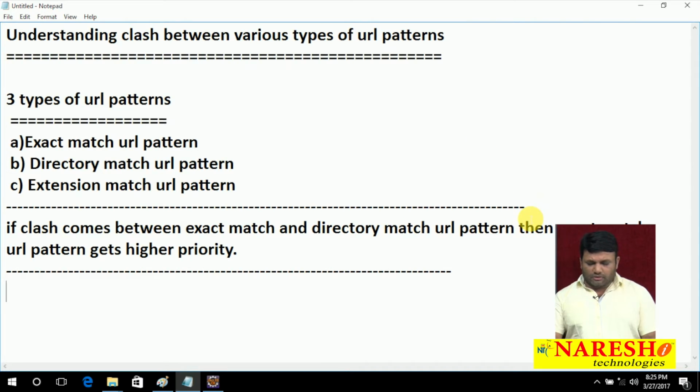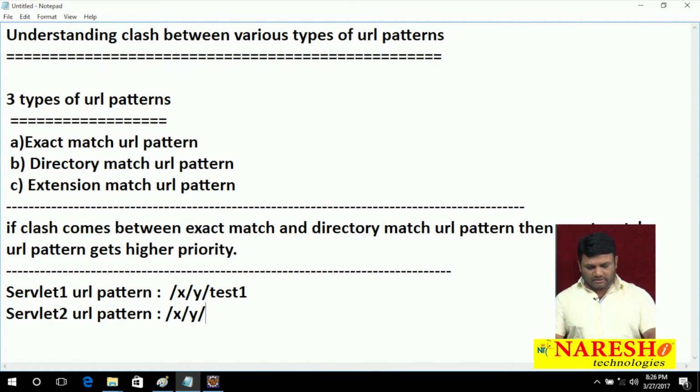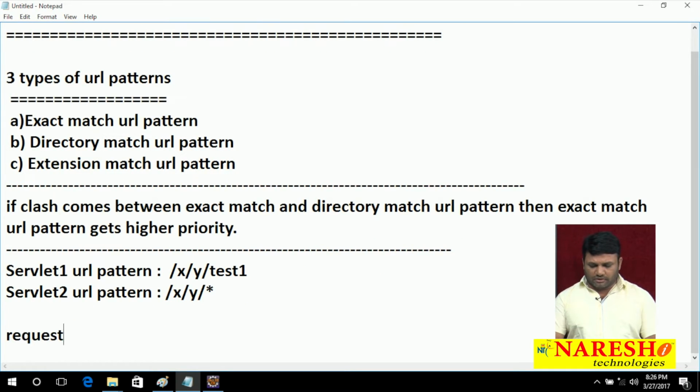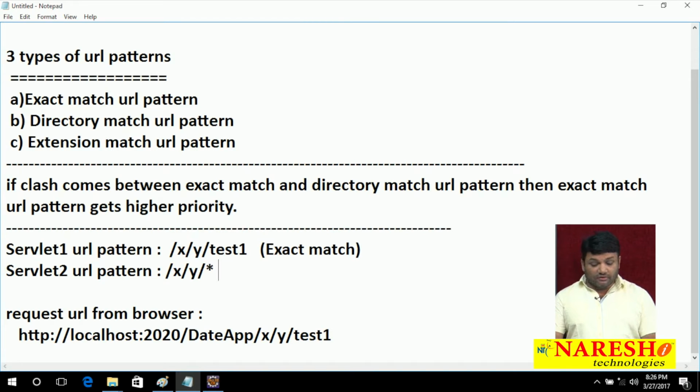Let's try to understand. Let us assume servlet 1 has the URL pattern /x/y/test1, and servlet 2 has the URL pattern /x/y/star. Now the request URL from the browser is http://localhost:2020/dateapp/x/y/test1. This request matches the servlet 1 exact match URL pattern. This is exact match, and this one with the star is directory match.